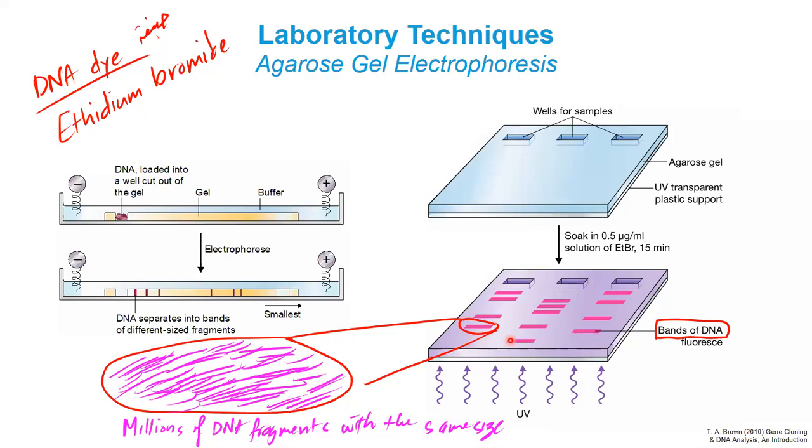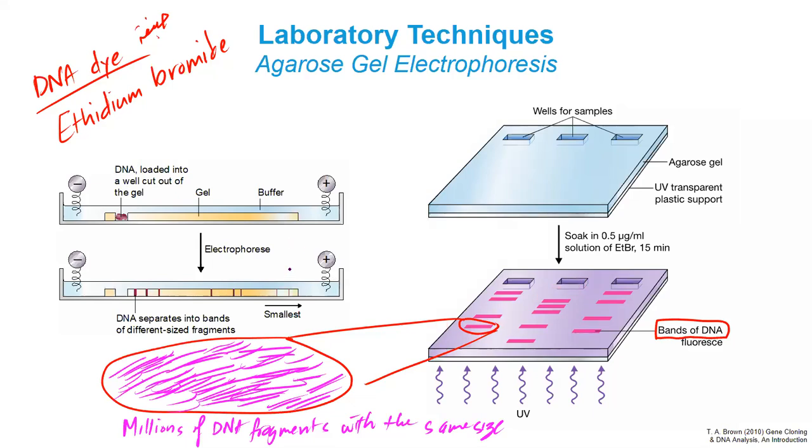So the DNA fragments found in this band are smaller than the DNA fragments found in this band. Why? Because the DNA fragments here moved faster than the DNA fragments here, because they are smaller. So they moved further from the well.